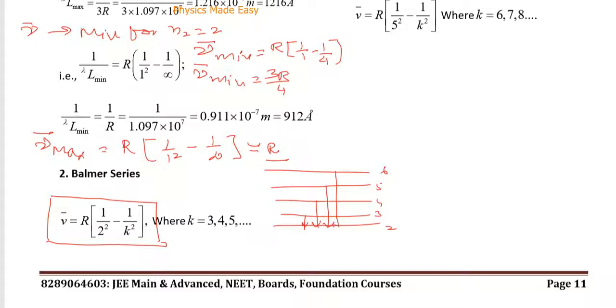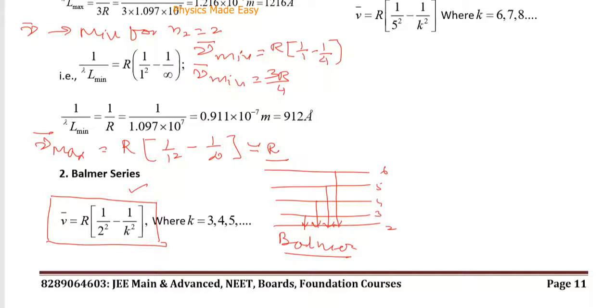Balmer series is formed like this. So this is the Balmer series, and it lies in the visible region. In the Balmer series, electrons from higher levels fall into the second level. And the formula for the Balmer series is this.